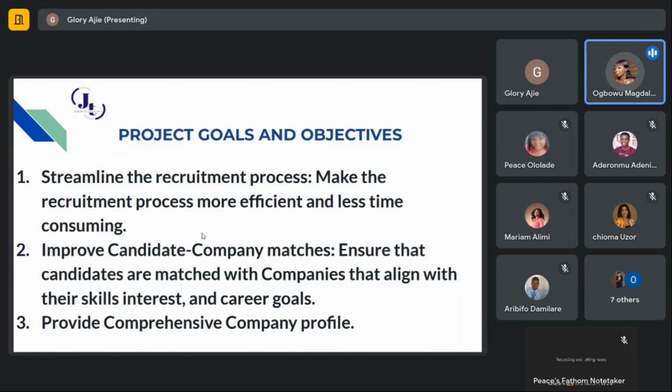Another goal and objective of Hire a Techie is to improve candidate-company matches. This is to ensure that candidates are matched with companies that align with their skills, interests, and career goals. And the last is to provide comprehensive company profiles.